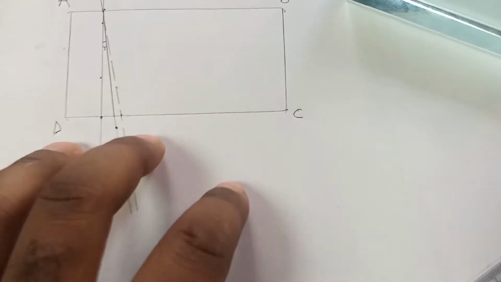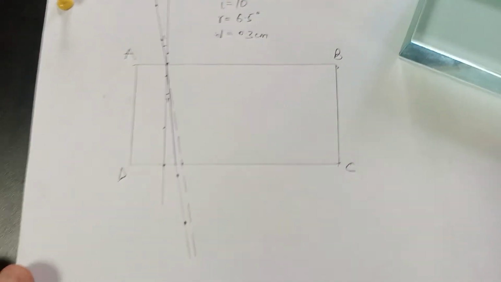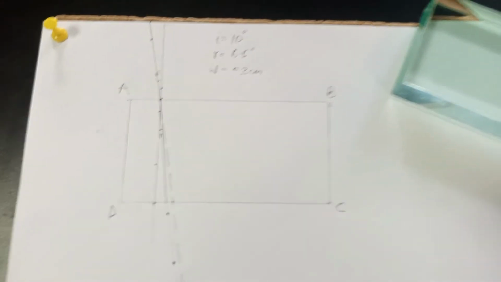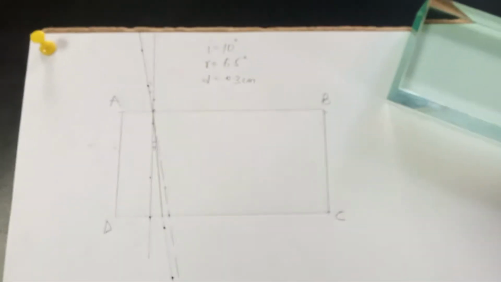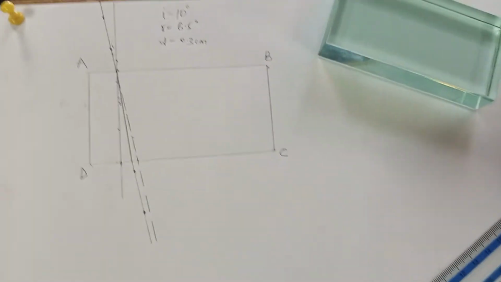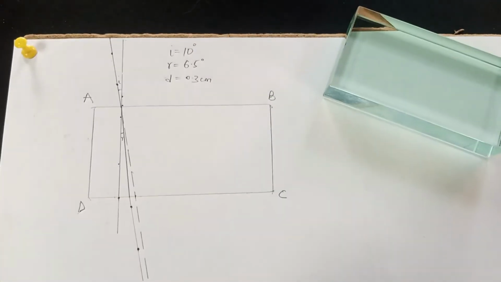Now I'm going to repeat this procedure for I, which is equal to 20, 30, 40, and 50. So stay tuned so that I will show you how the result came about.